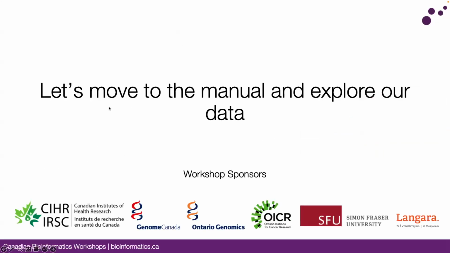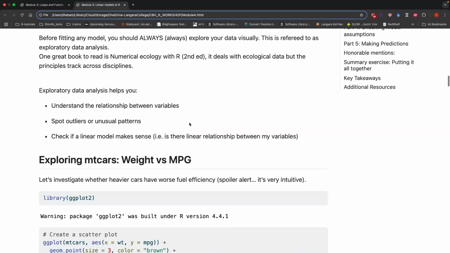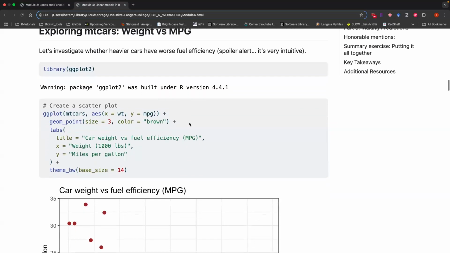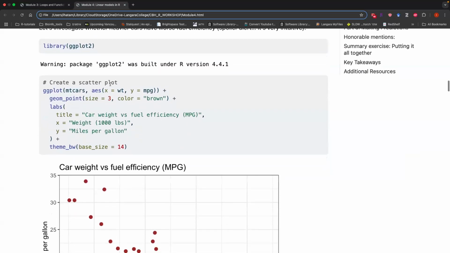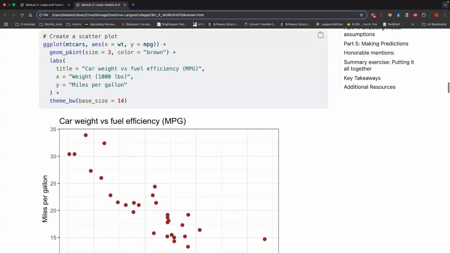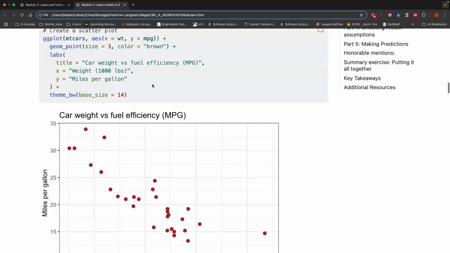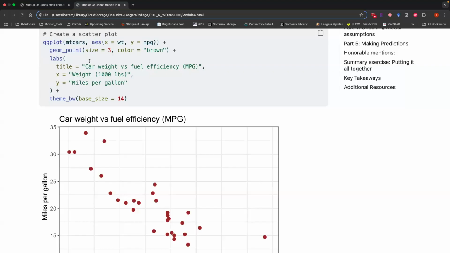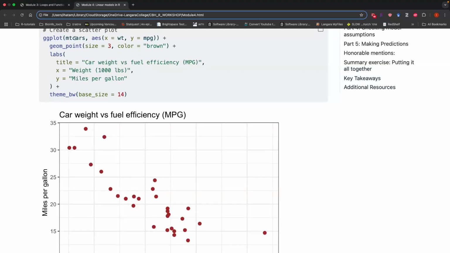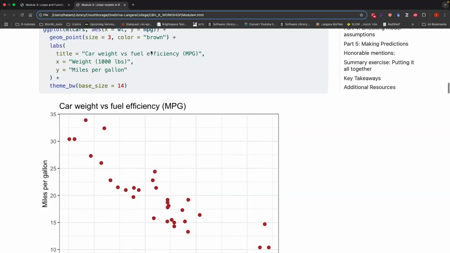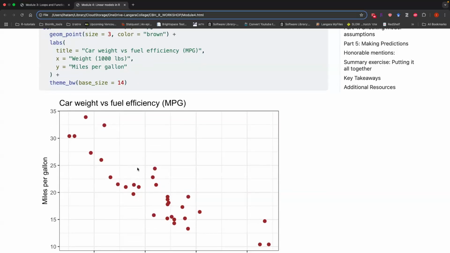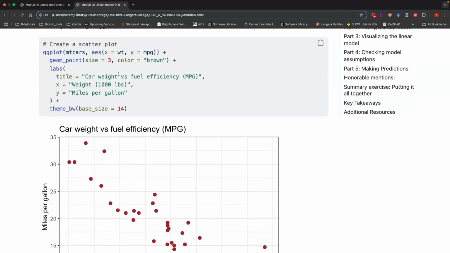So let's move to our manual and see how we do that. You already loaded the ggplot package, so you don't have to load it, but we want to plot our weight versus miles per gallon. Here is how we do it. We use ggplot. We define what we're using, mtcars, the x-axis, weight, and the y-axis, MPG. We're doing geom_point, that's a scatter plot. We're just defining size as 3 and color as brown because why not?